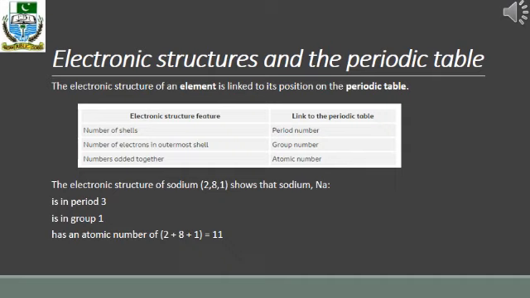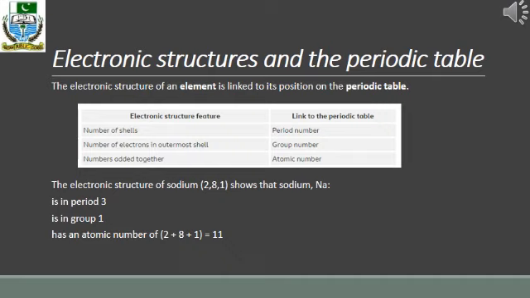So the first shell has 2 electrons, the second shell has 8 electrons, and the third shell has 1 electron. So it has 3 shells, and we can get information about its number of shells from the period number. If it has 3 shells, it means it is present in period number 3. If any element is present in period number 5, it will have 5 electronic shells.